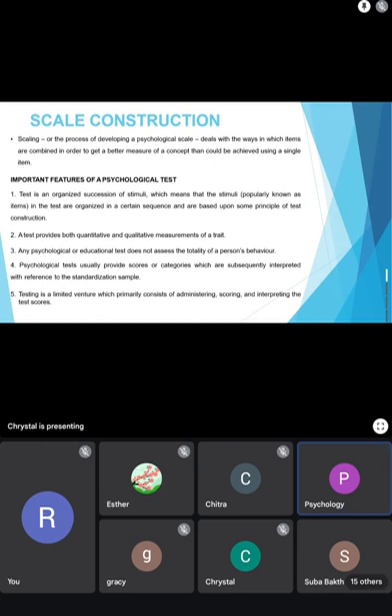That construction process is called scaling. It is the process of developing a psychological scale, which deals with the ways in which the various independent variables, that is, the items which we are going to manipulate, are combined in order to get a better measure of the outcome, the dependent variable we are studying. That process is called scaling.